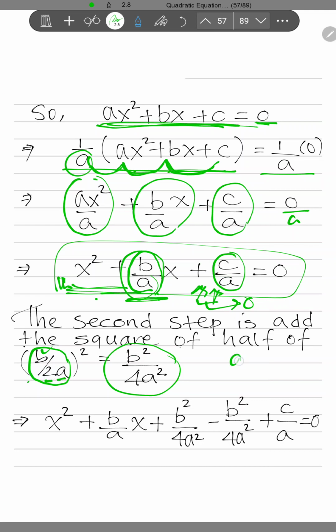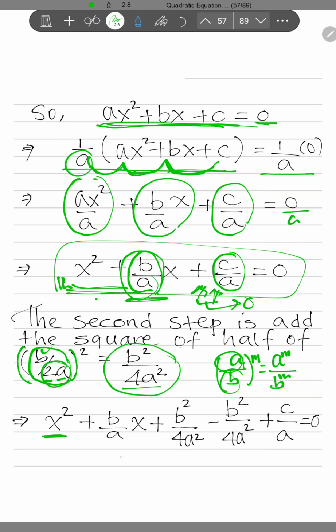It's just like a over b to the power of m is a to the power of m divided by b to the power of m. So the power is again given to both the numerator and denominator. The same thing happens here. When we square it, we square b and we square 2a. When we square 2a, we will have 4a squared. Let's see what's next here.